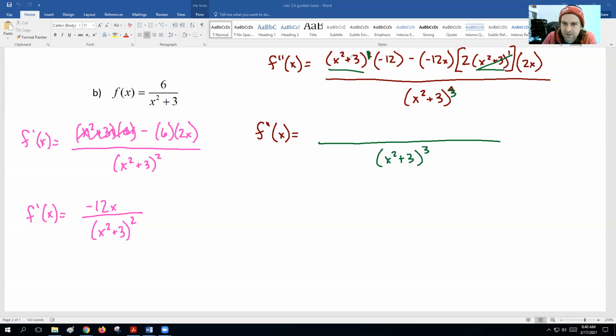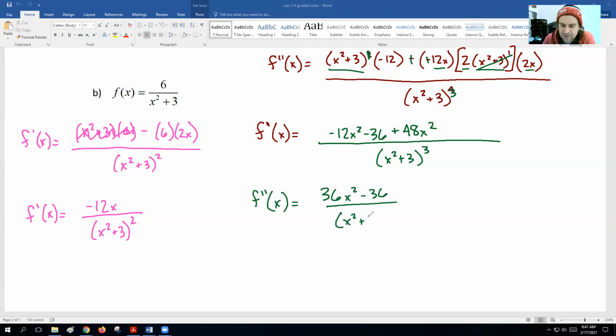All right, what comes up here on the top? We distribute the negative 12. We get negative 12x squared minus 36. And then over here, the negative times the negative 12 becomes a plus 12. So we really just need to do 12x times 2 times 2x. 12 times 2 is 24, times 2x is a positive 48x squared. Okay, so the second derivative took us a minute to figure out, but we add those together, and we get 36x squared minus 36 over x squared plus 3 cubed.